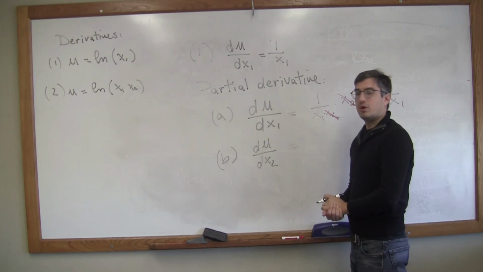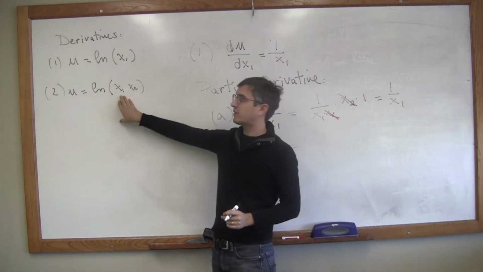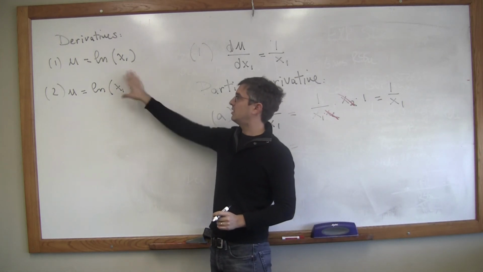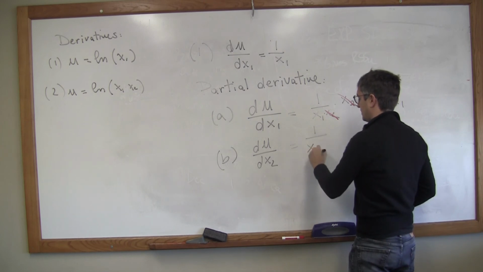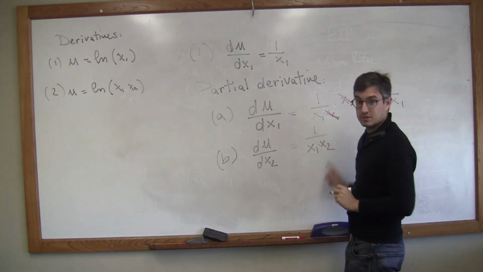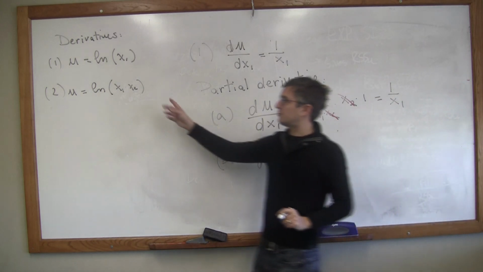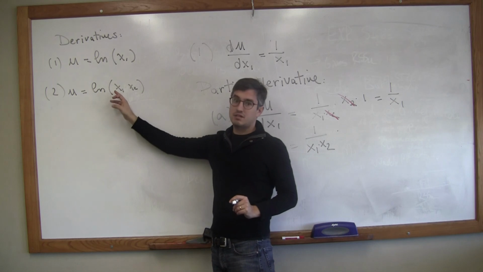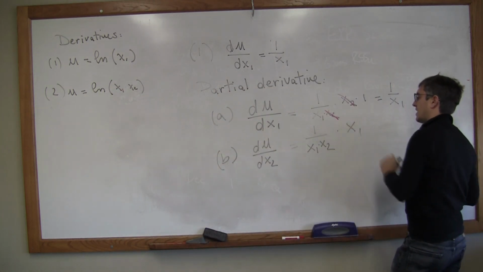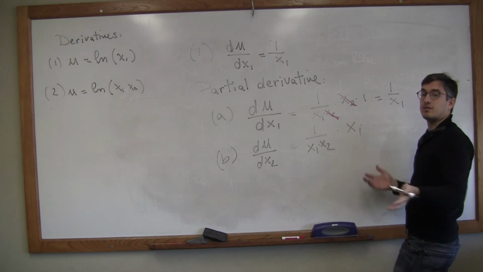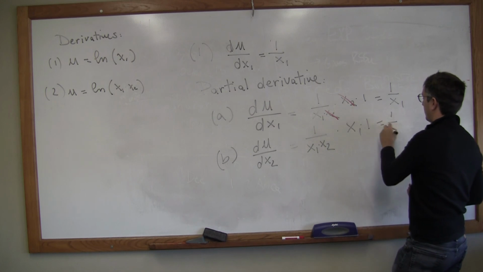We do the same for the derivative of utility with respect to x2. Again, we hold x1 constant and just focus on x2. That gives us 1 over x1 times x2, which is the derivative of the outside function, the log. Then we multiply that by the derivative of the inside function, x1 times x2, holding x1 constant. The derivative of x2 is just 1, and so we get 1 over x2.